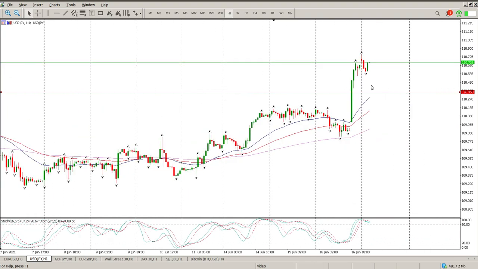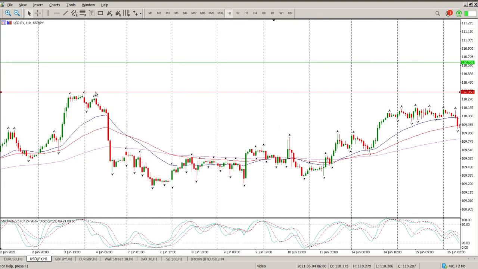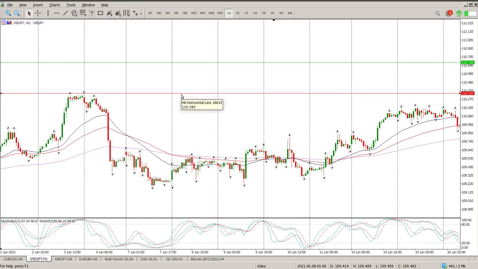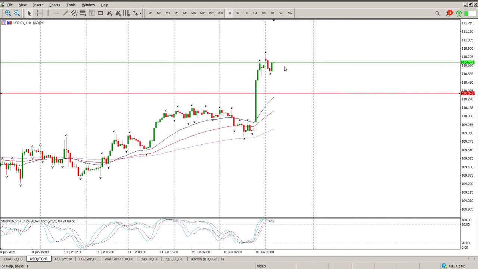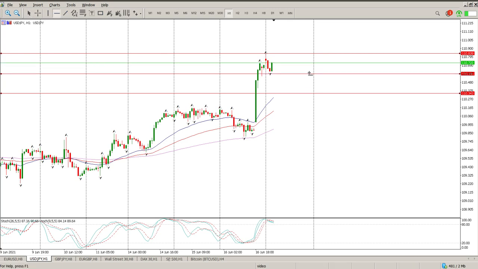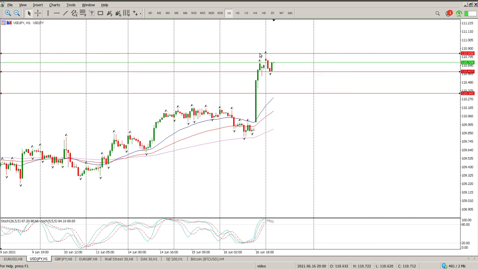Similar situation, so we need to wait for structure. This is a fairly decent area to wait for, which is 110.340. Don't think we're going to get down there at the moment. So my advice to you this morning is pretty much the same. Wait for the European session to open, put a line on the top on the high and a line on the low. That is going to be your range.